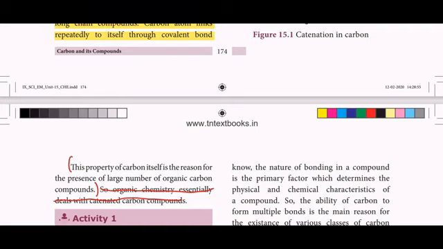Diagram is not necessary. This property of carbon itself is the reason for the presence of a large number of organic carbon compounds. Okay. That's it. Next.